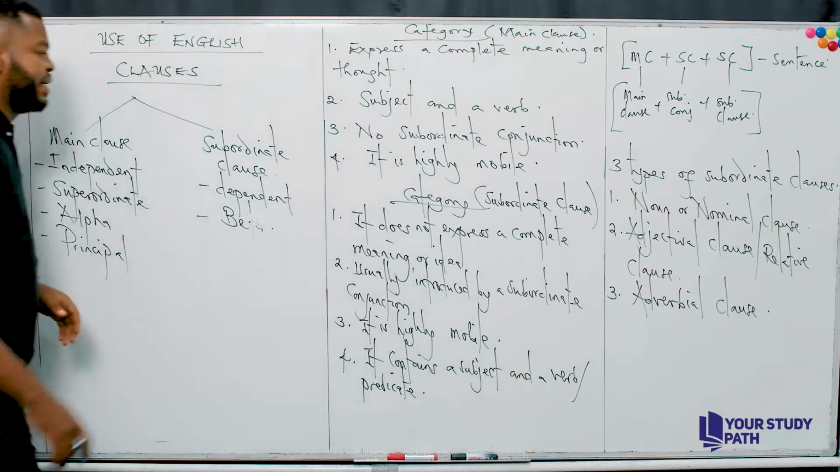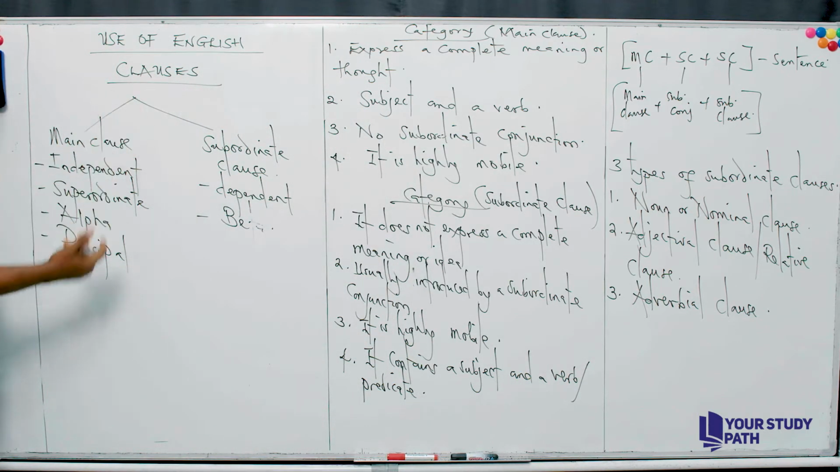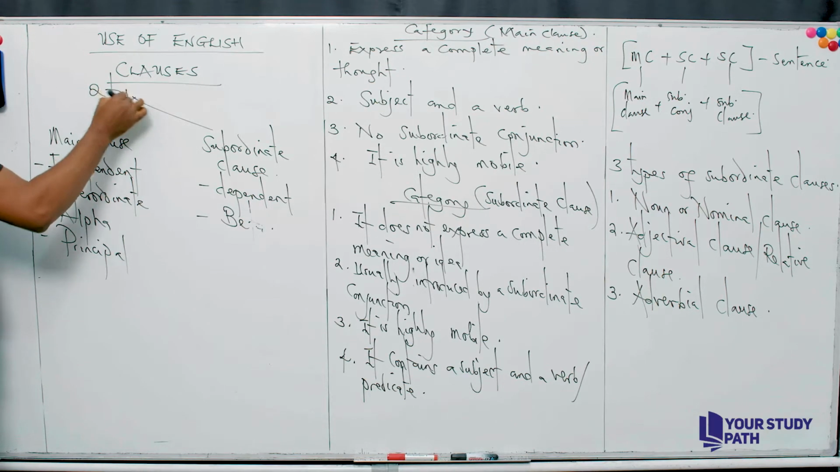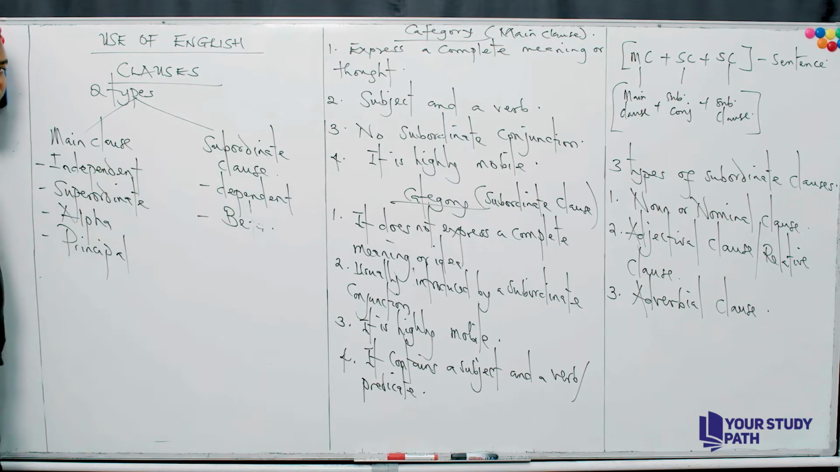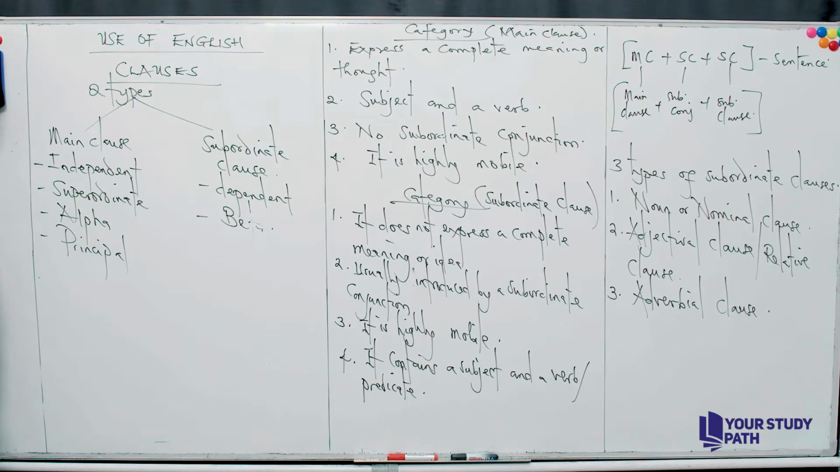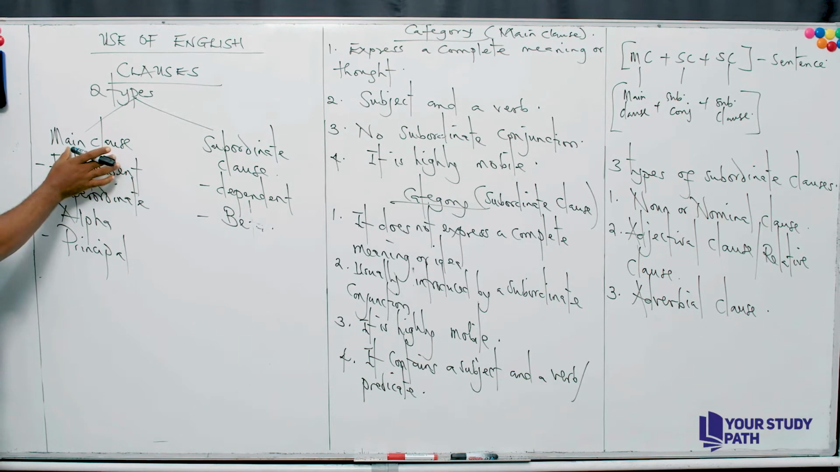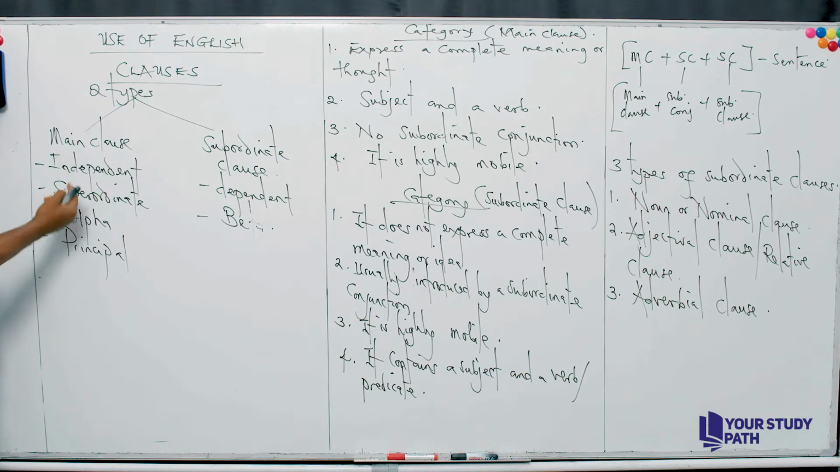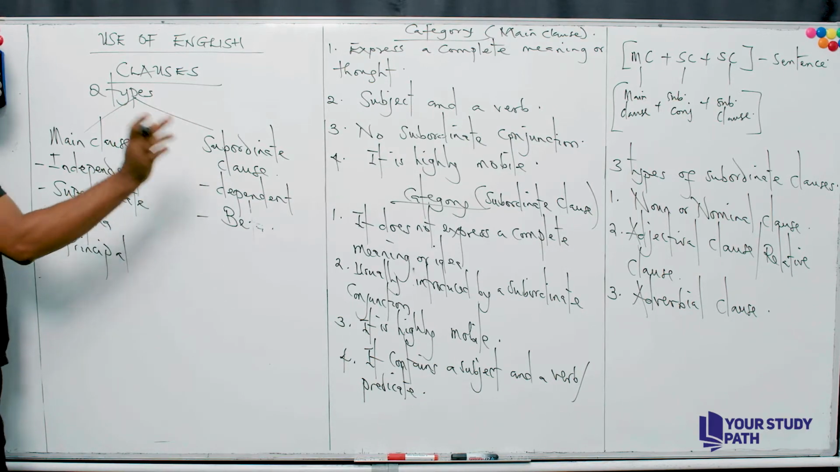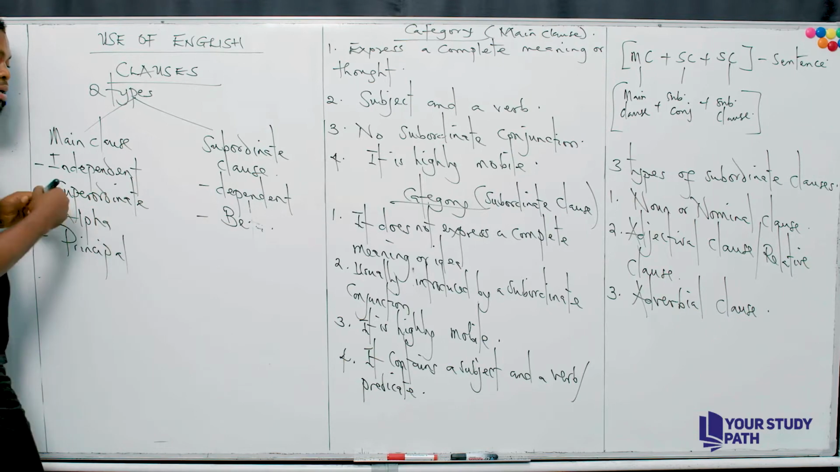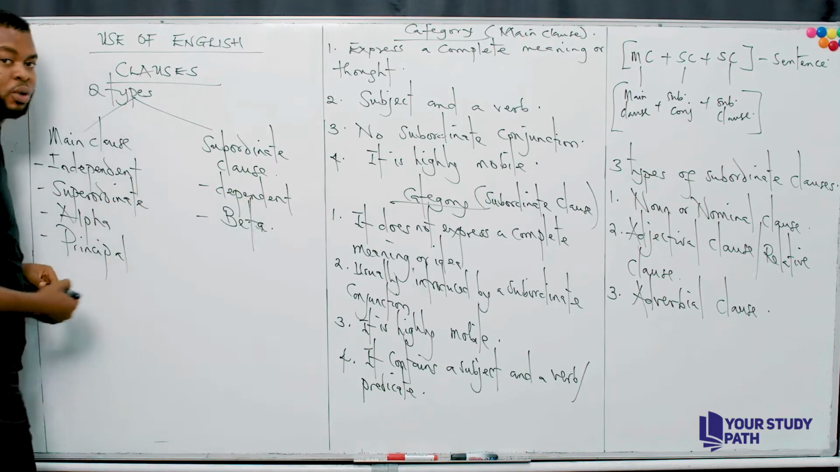I've given you an explanation to the definition of what a clause is. Then I went further to tell you that we have 2 types of clauses, which is known as the main clause and the subordinate clause. I went further to tell you that under main clauses, it can also be known as independent, superordinate, alpha, and principal clause. Then under subordinate clause, I told you that it can also be known as dependent clause or what? Beta clause. That's B-E-T-A, beta clause.